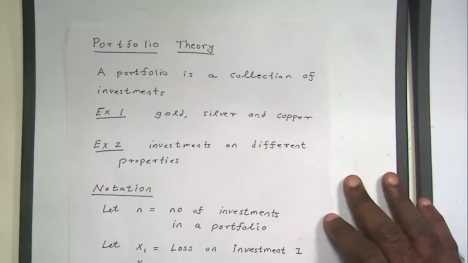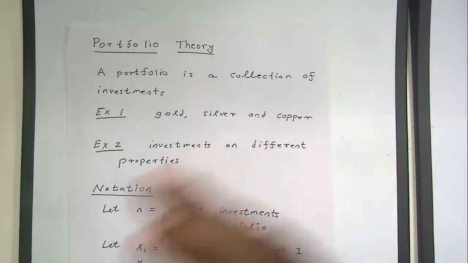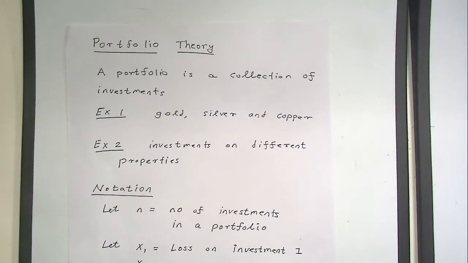Yesterday we started on portfolio theory, which falls under the second half of the course. Remember, there are two halves to this course. The first one is called extreme values. The second one is called financial risk, and this part of the course falls under financial risk. Okay, so let me just run through what I did yesterday.